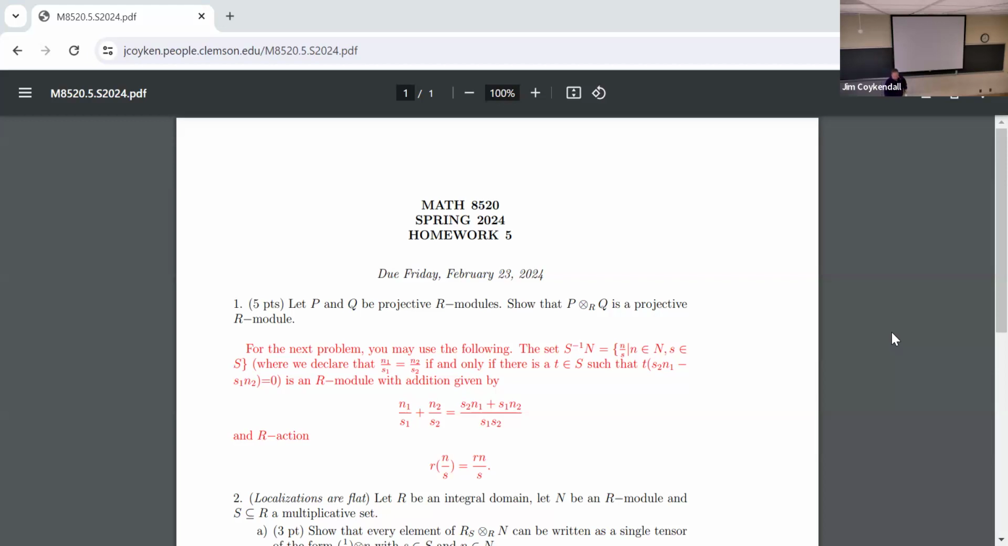So, right, so what I want to accomplish in this homework is I'm going to tie up some loose ends, since I made a bunch of promises to you. First one's kind of a fun one: show that if P and Q are projective R modules, then the tensor product of those two projectives is still projective, which is an important result.